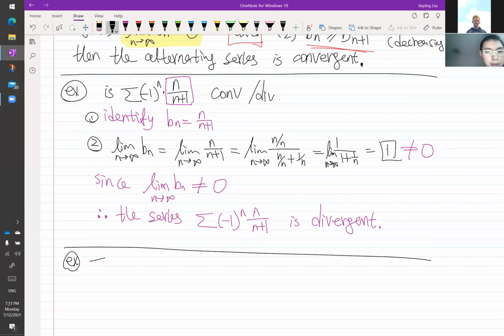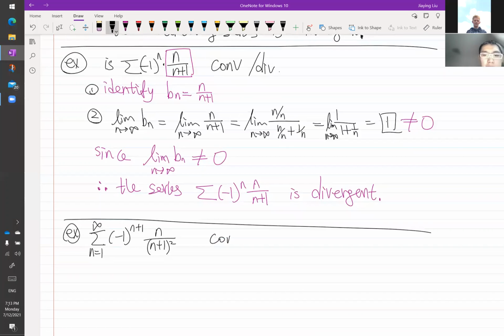So the second example is that we want to know if this series, again, I'm going to just pick n from 1 to infinity. It doesn't really matter where n begins. It's (-1)^n times n over (n plus 1) squared. So a little bit different. Now the denominator is being squared. The numerator is still n. We want to know if this is convergent or divergent.